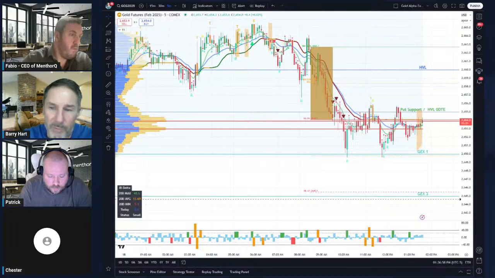We got a break of put support, HVL 0 DTE. There's a break there, and there's a break of the initial balance. Now, statistically speaking, I know from my statistics that the initial balance will break about 78% of the time. And there's about a 70% chance that when the initial balance breaks, it's going to go 1.5 times the IB. You're going to get an excursion of at least 1.5 times the IB.